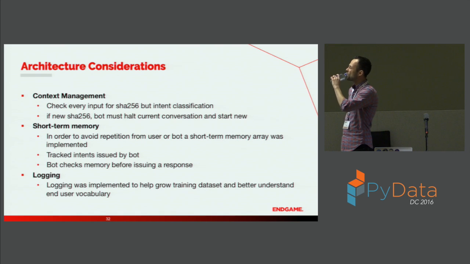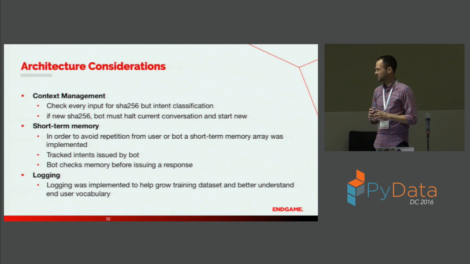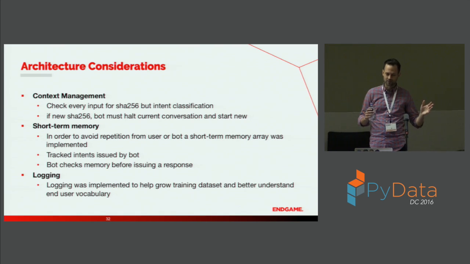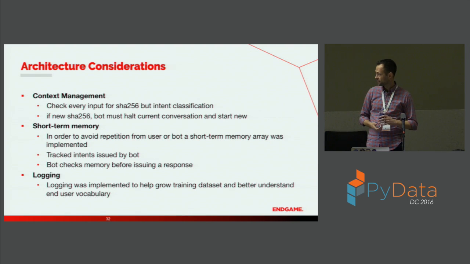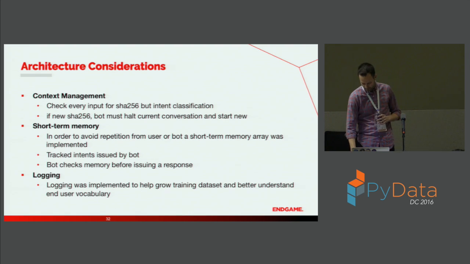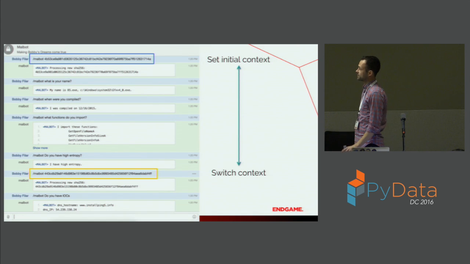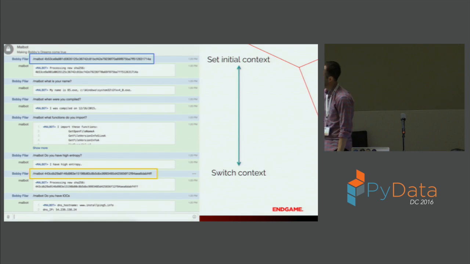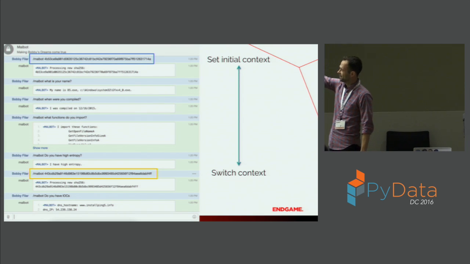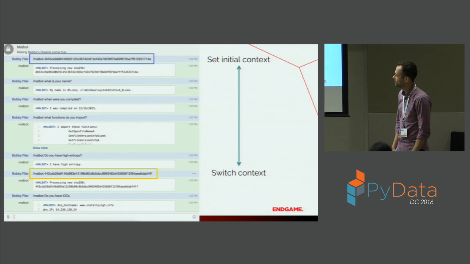And logging was the other core component that was very easy to implement, just using the Python standard logging library. So this is what he looks like. It's not great, but this was the only way I could get it out of our network. But you can see there, Malbot escaping into the wild.